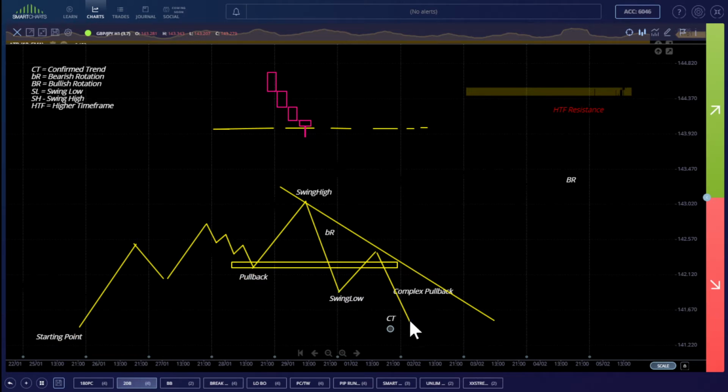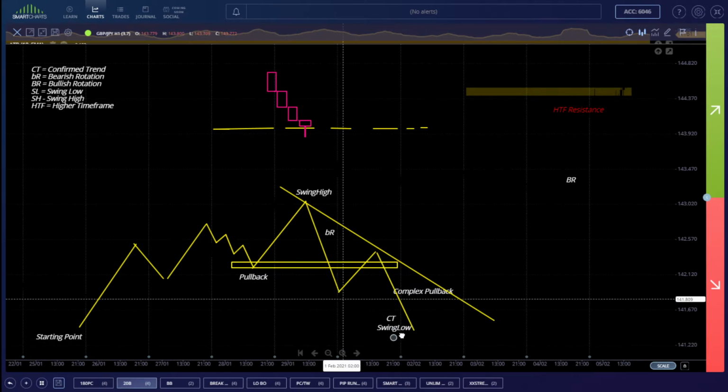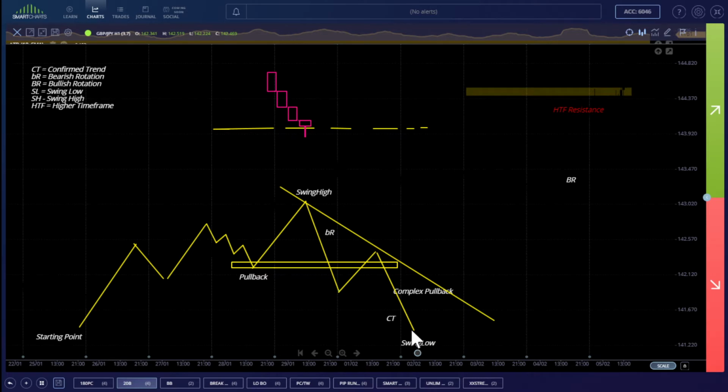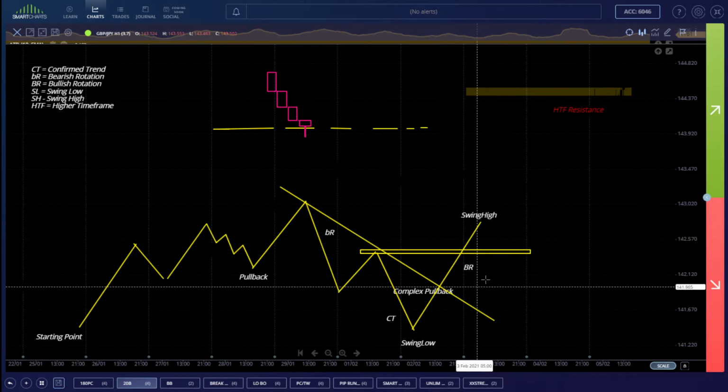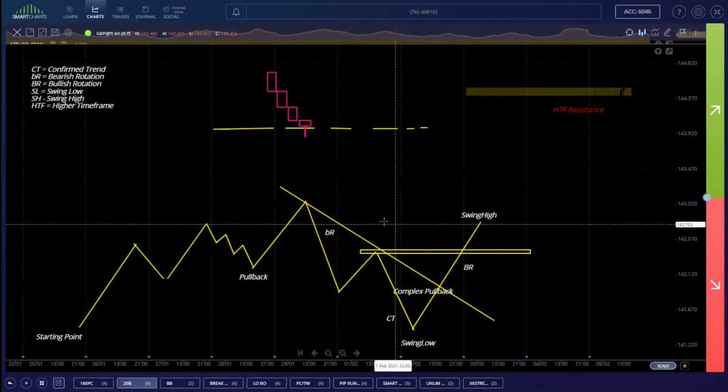A bullish rotation is just the opposite of this. So you would have your market trending down, and from your most recent swing low, price breaks and closes above the most recent swing high. Let me remove this one and create a new swing high. Then this would be called a bullish rotation. So it's just something to watch for. This is the terminology.